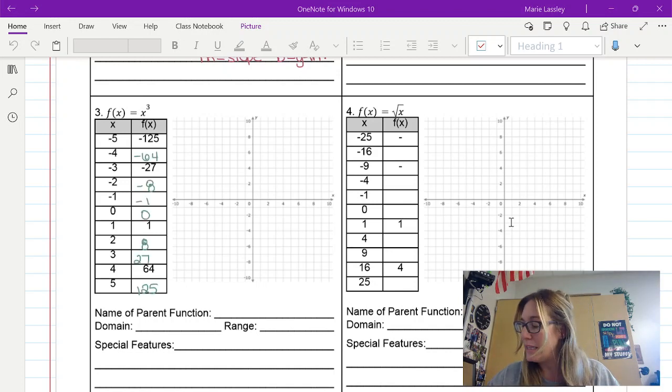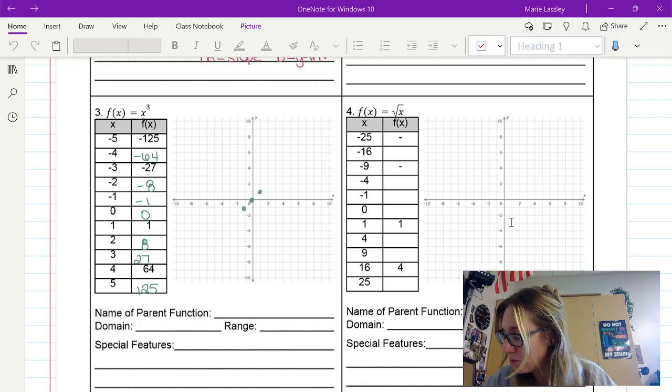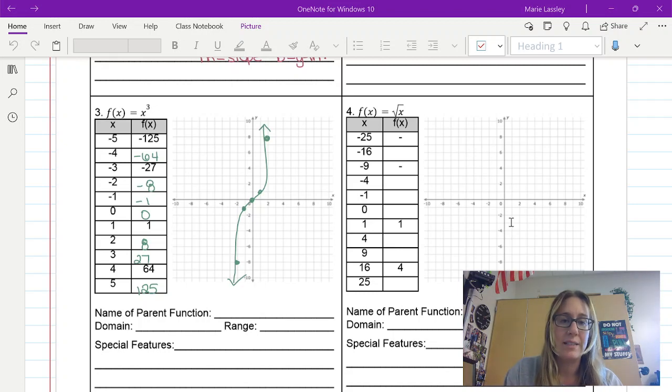All right, plotting these points, you get the 0, 0, the 1, 1, -1, -1, 2, all the way up to 8, and -2 all the way down to -8. And nothing else will fit on my graph, so now I'm just going to go ahead and connect the dots. All right, so there is my graphed function. This function is called the cubic function.